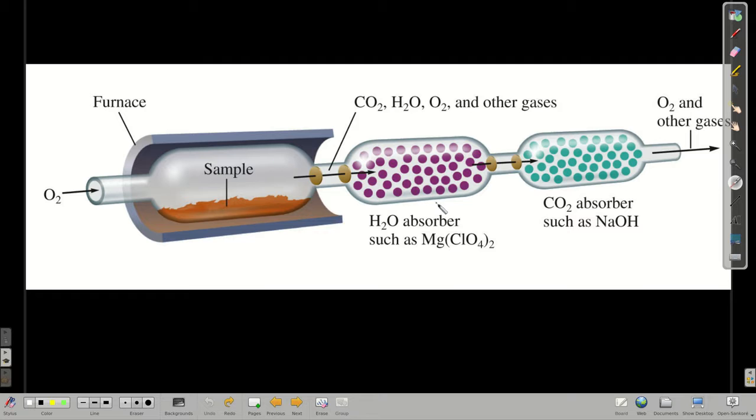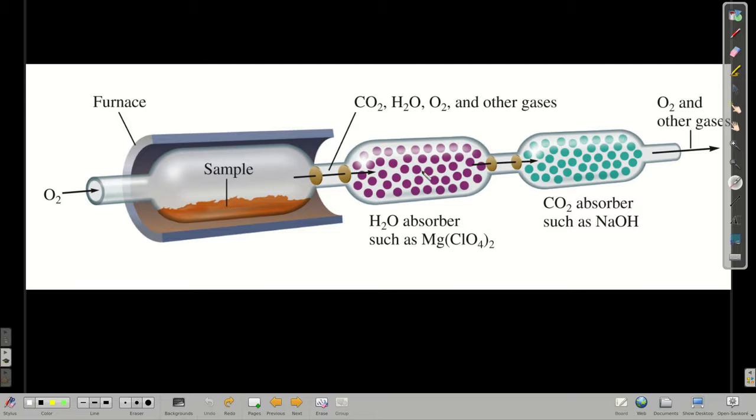And then we have some traps. We have a water trap and a carbon dioxide trap. As the compound combusts, it's made into gas. The products are gases, carbon dioxide and water. For a hydrocarbon, the only two products would be carbon dioxide and water, and when it's hot, they're going to be gases. The oxygen gas pushes the carbon dioxide and the water gas through here. All the water is absorbed here, and all the carbon dioxide is absorbed here. Anything else that's present just gets flushed out the end.